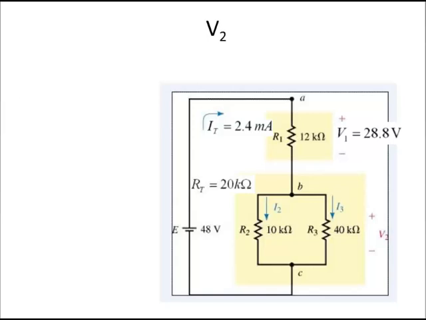Now that we know the value of V1 and we're given the value of the total voltage, we should very easily be able to calculate the value of V2. Let's see if you can come up with that value on your own.